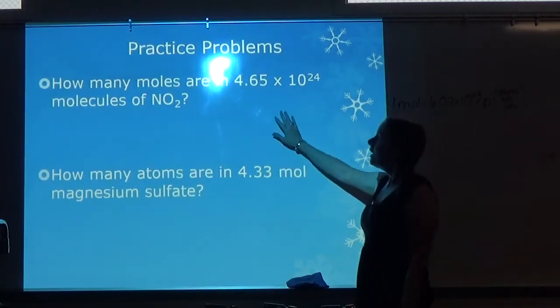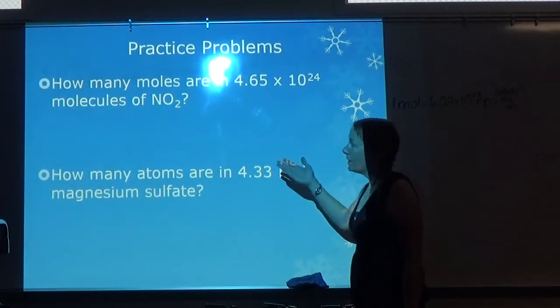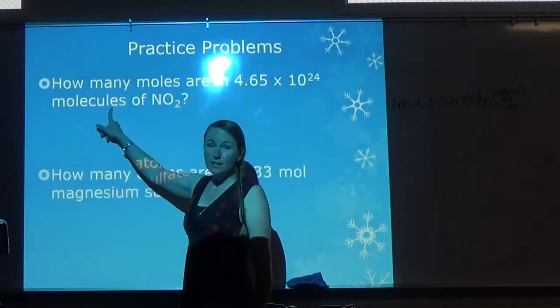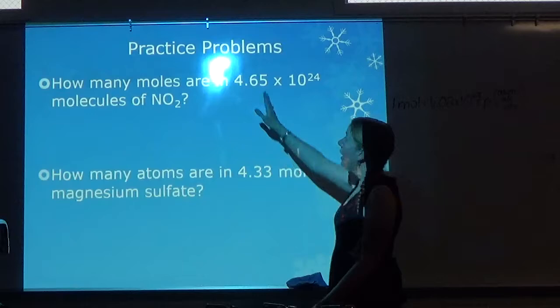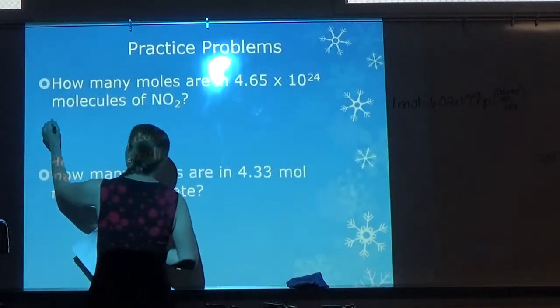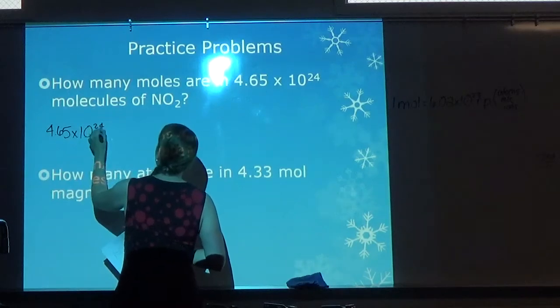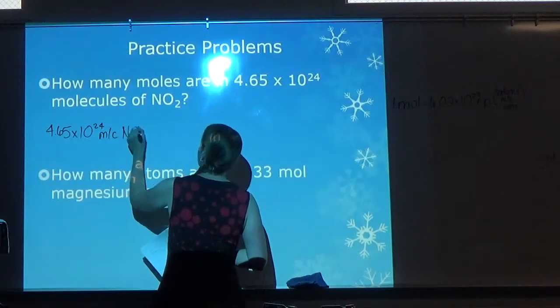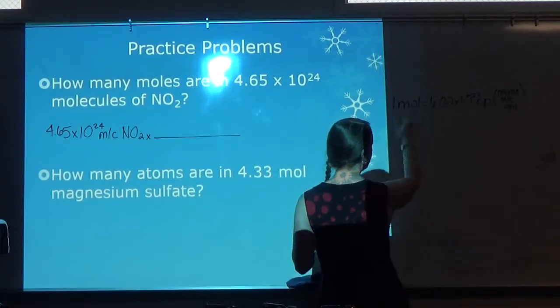All right, so it says, how many moles are in 4.65 times 10 to the 24 molecules of NO2? Well, NO2 is a molecule. It didn't ask me about atoms, so I don't need to do any extra steps this time. All right, so I start with what I know, and I know I have 4.65 times 10 to the 24 molecules of NO2. We are trying to get to moles, so I know I'm using my conversion factor.